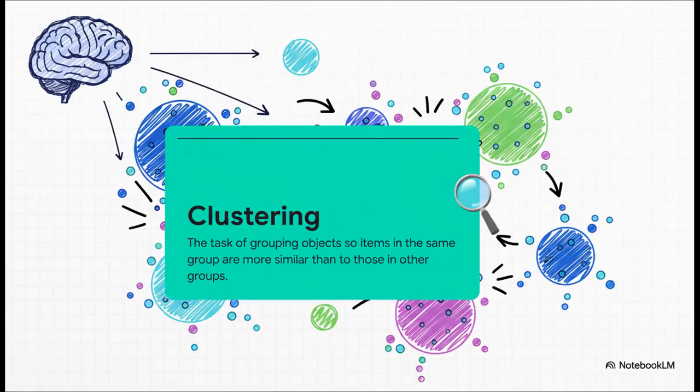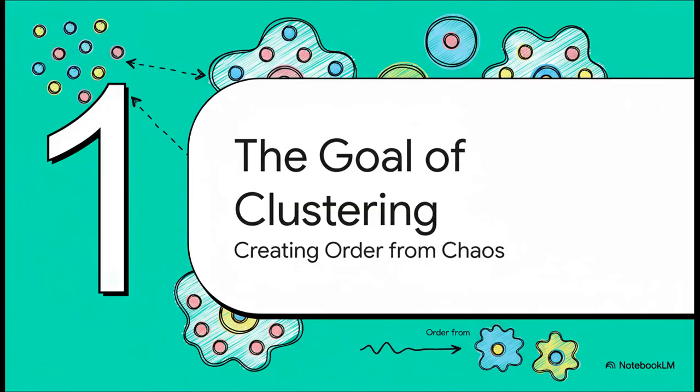Now, this whole process has a name. It's called clustering. The main idea is actually pretty straightforward. You want to group things together so that everything inside a group is super similar, but the groups themselves are as different from each other as possible. So what does a good set of clusters even look like? Well, the goal here is to take what looks like a total mess of data points and find some real meaningful structure in it. It's about creating order from chaos.